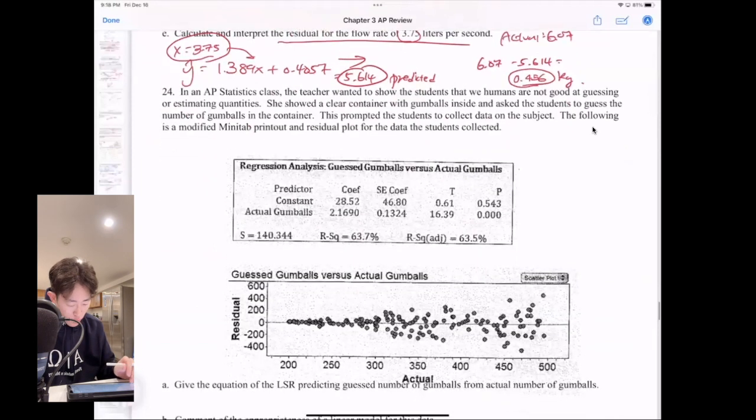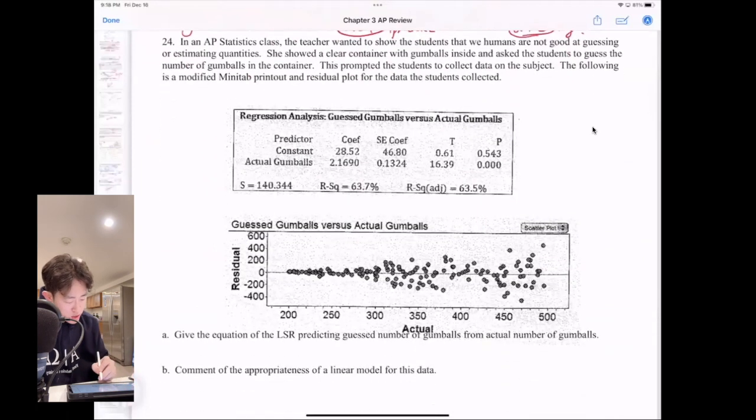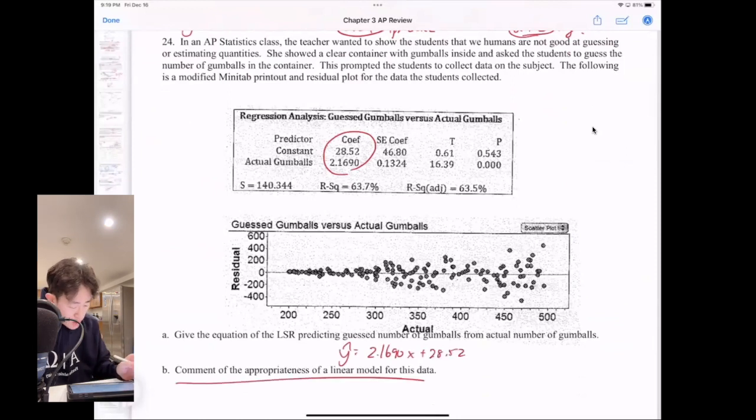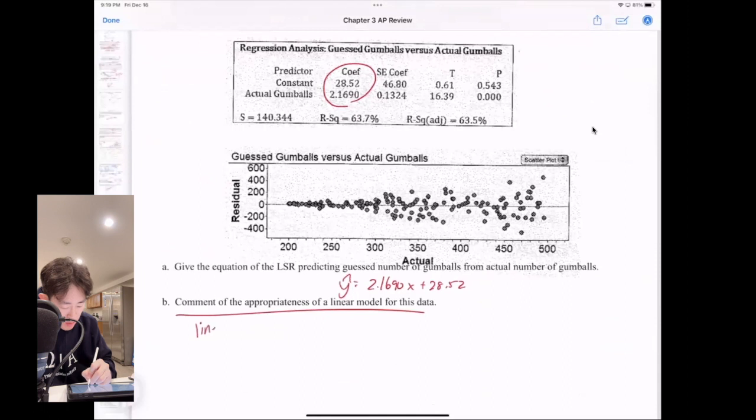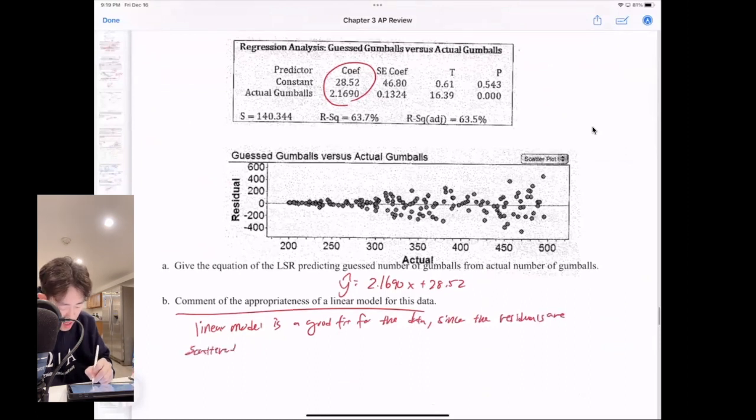Okay, 24. We have: give the equation of the LSRL. Y hat equals 2.1690x plus 28.52. Comment on the appropriateness of the linear model. The linear model is a good fit for the data since the residuals are scattered and no apparent pattern can be seen.